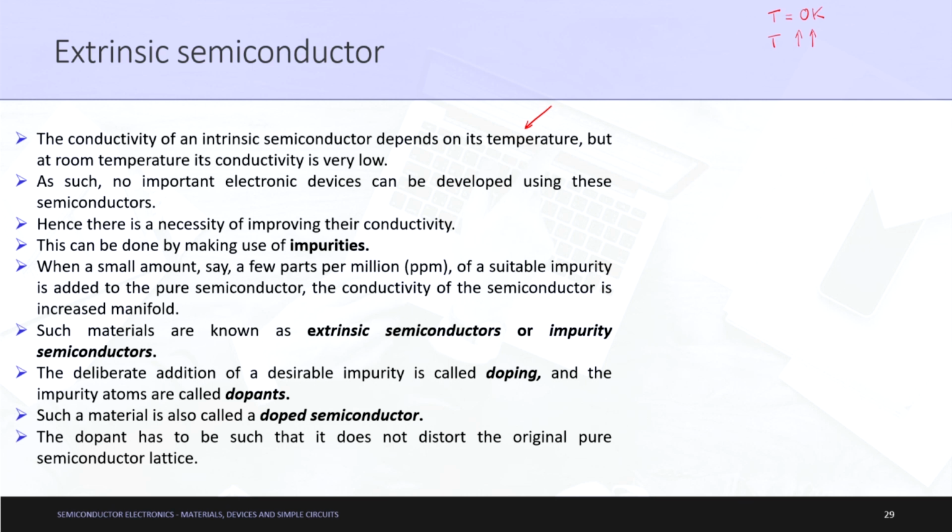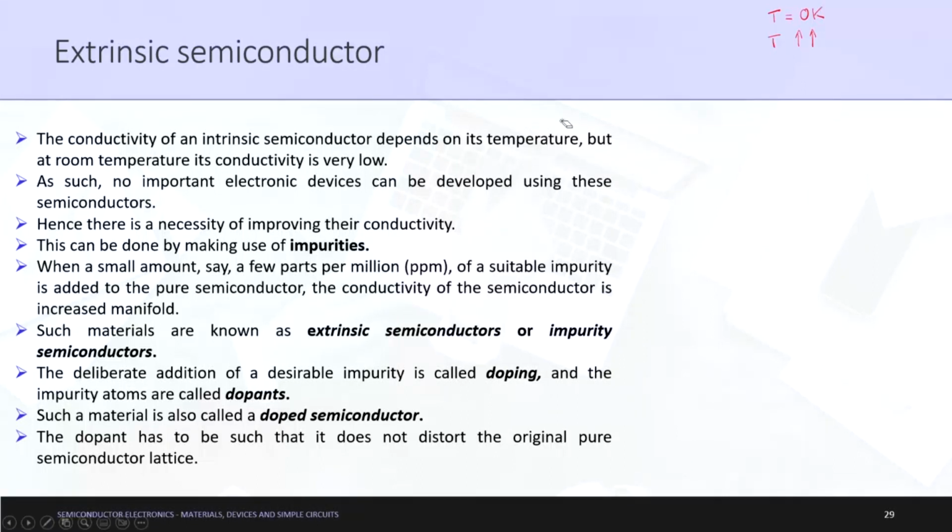And due to this movement of the electrons from the valence band to the conduction band, or inside the conduction band only, current is generated. Why is current generated? The current is generated due to the movement of electrons, that is IE, and also as the electrons move, there is a movement of holes also. So, due to this movement of holes and of electrons, there is a conduction of electricity. So, the conduction of an intrinsic semiconductor depends on its temperature, but at room temperature its conductivity is very low.